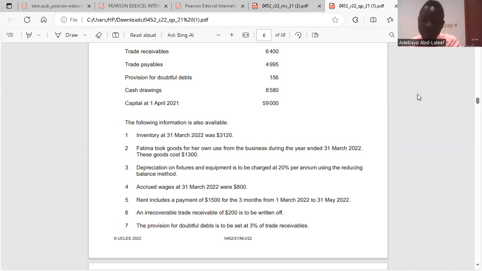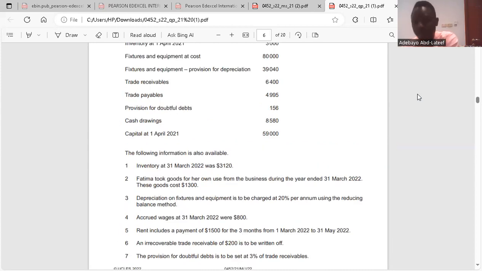On the credit side of our capital account, we have our balance brought down, which is the capital at 1 April 2021, 59,000. Then we add the profit of 11,036 to it, which gives us 70,036. So 70,036 less our drawings is what will be our balance carried down, and our balance brought down for April is 60,156. So the value of our capital account is 60,156. Is it clear now? Yes.